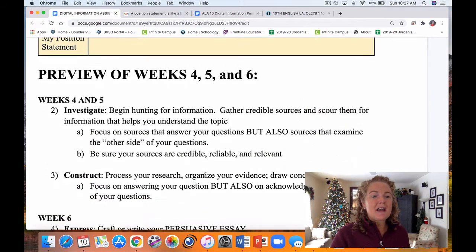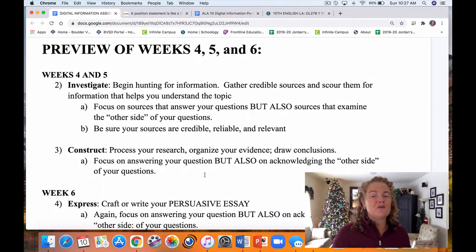Now, I do at the bottom of this document give you a preview of weeks 4, 5, and 6, just so that, again, you have the full context of why you're doing what you're doing this week. Because in weeks 4 and 5, you're going to investigate, so you're going to research, and you're going to start constructing your concept of what you're going to argue in your paper, okay? Remember, you have to argue the counter position. You have to provide something in there.